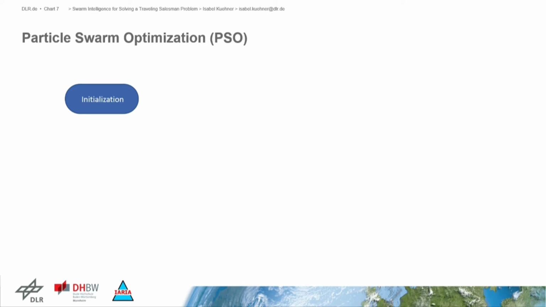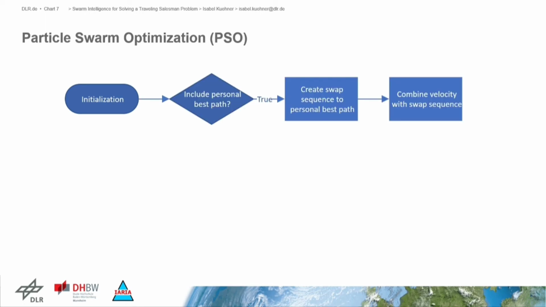The swarm member can then decide if it wants to include the personal best path, so the best path it has found in the past. And if it wants to do that, it creates a swap sequence from its current path to the personal best path. And this swap sequence is then combined with the velocity.